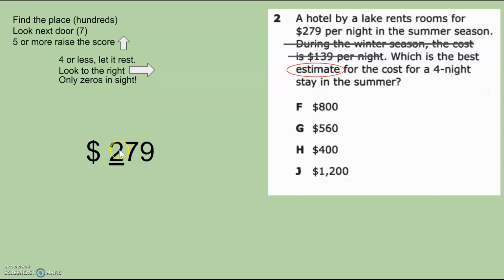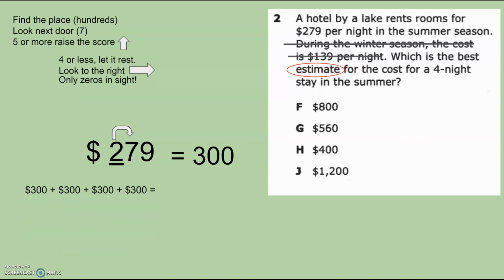So I've underlined the 2, that's our place. We're going to look next door. Our next door is a 7. 7 is 5 or more, so we're going to raise the score. So the 2 is going to go up to the next number, which will be 3, and then only zeros in sight: 300. All right, so now I know they're staying for 4 nights, so it will be 300 plus 300 plus 300 plus 300, or another way that we could do that.